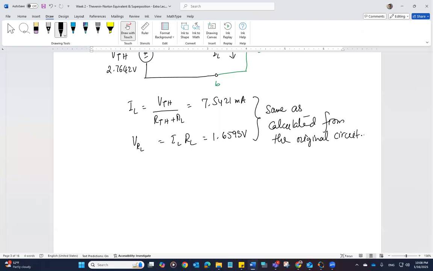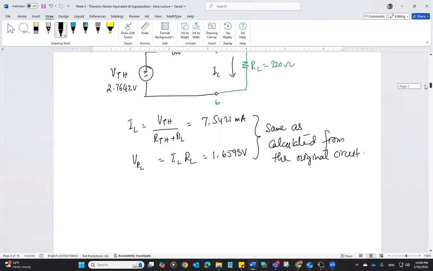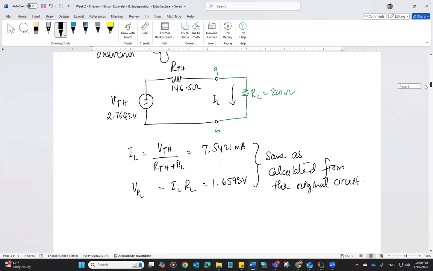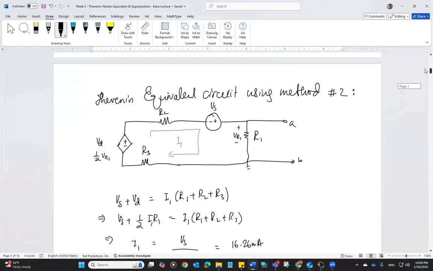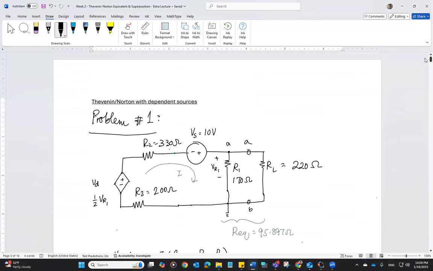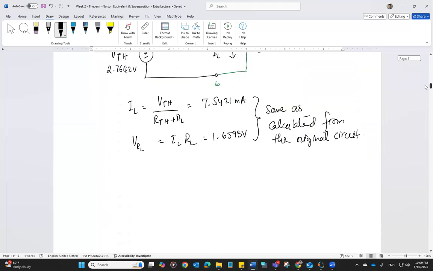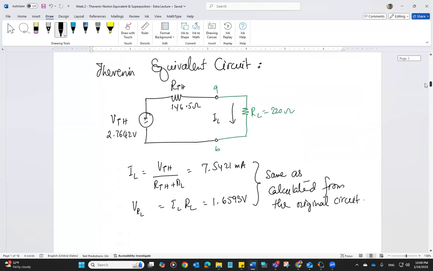And therefore, we can conclude that from the load perspective, the Thevenin circuit and the original circuit are equivalent to each other because the load is getting the same effect from the two circuits. So this is how you can prove a Thevenin equivalent circuit, that the load is having the same effect or not.